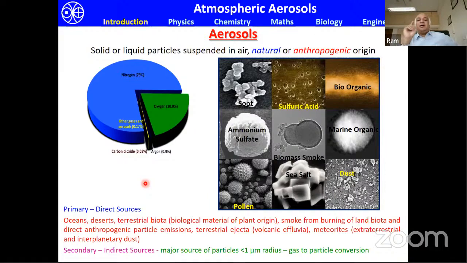The secondary or the indirect sources are the major source of particles smaller in size, which also contribute to air pollution, which is mainly due to the gas to particle conversion mechanism. The precursor gases get converted into aerosols and then remain as aerosols in the atmosphere.